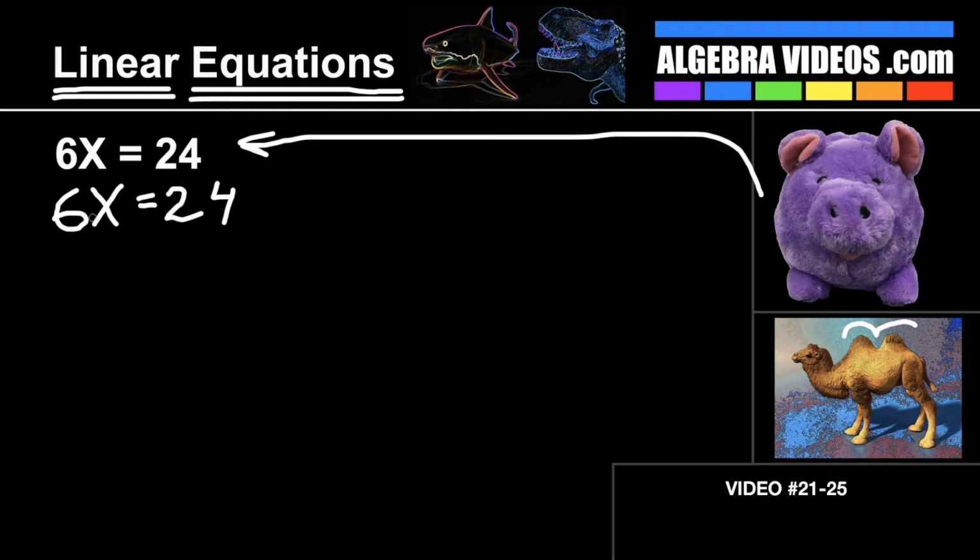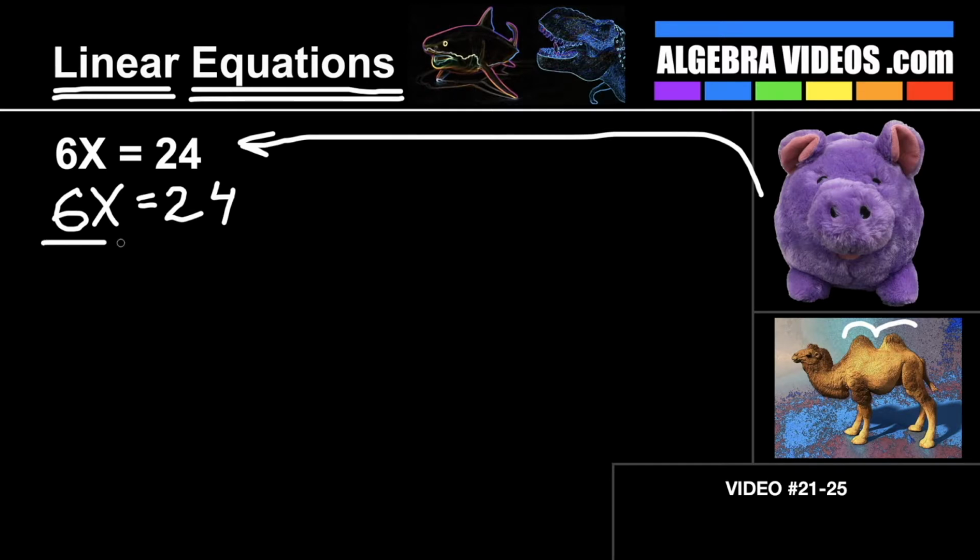6x equals 24. So whenever you have a problem with x in there and just a bunch of other numbers, you want to get x by itself on one side of the equation. So right now we have a 6 over here with the x. So our goal now is to get rid of this 6. So the way I'm going to do that is I'm going to divide both sides by 6. You can do anything you want anytime to an equation as long as you do it to both sides of the equation. So you can add something, subtract something, multiply something, or divide by something as long as you do it to both sides of the equation.